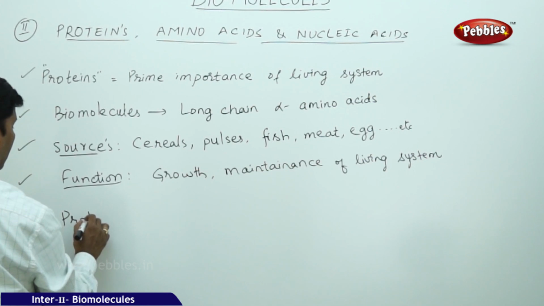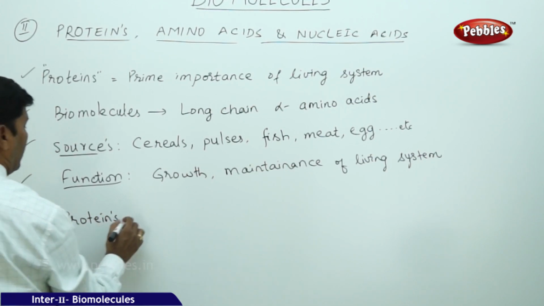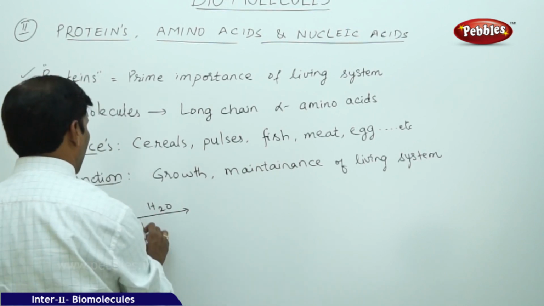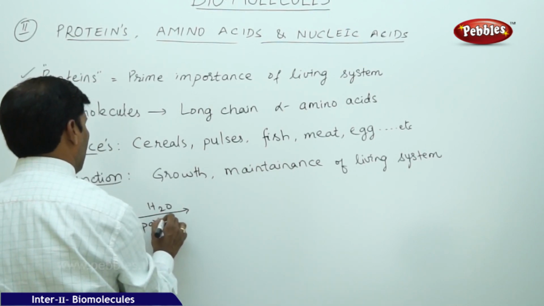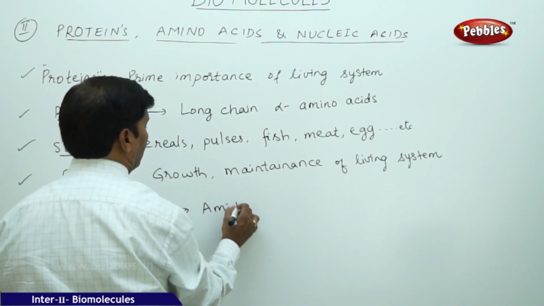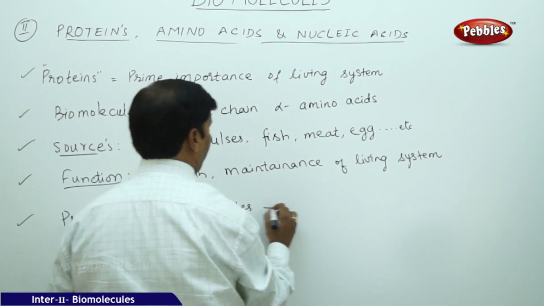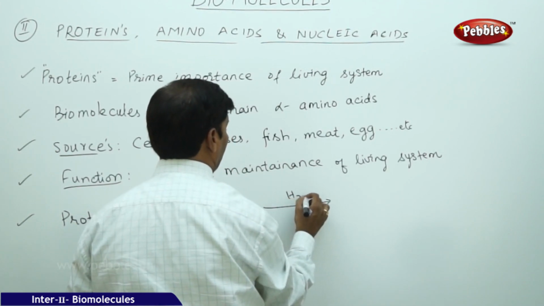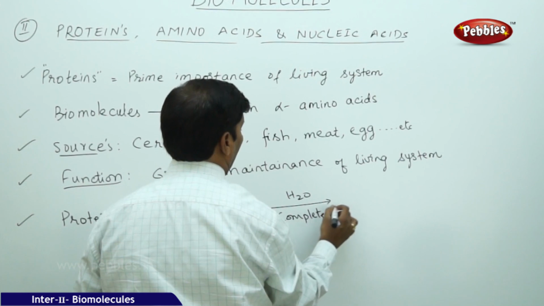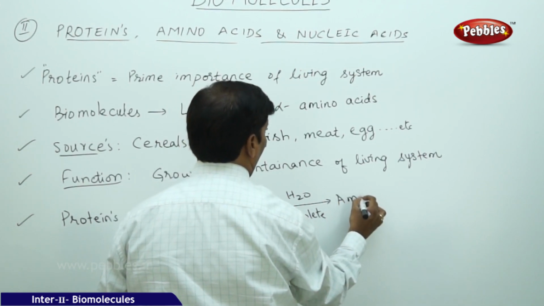Proteins upon hydrolysis give partial hydrolysis products. Proteins give amides on partial hydrolysis. Complete hydrolysis gives amino acids.